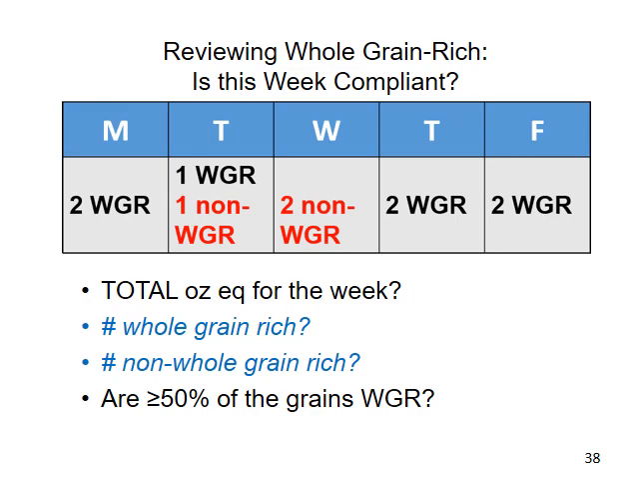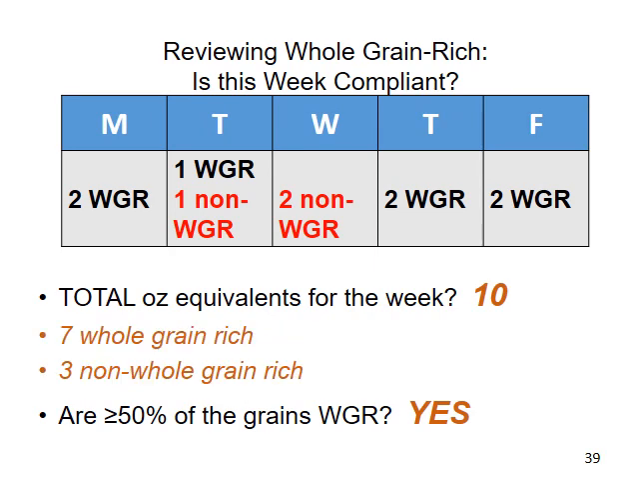Is this menu in compliance with the requirement that at least half of all grain items served must be whole grain rich? Adding up all the grains together for the week total 10. The number of whole grain rich items is 7, and the number of non-whole grain rich items is 3. So yes, this menu meets the requirement. At least half of the grains offered were whole grain rich.